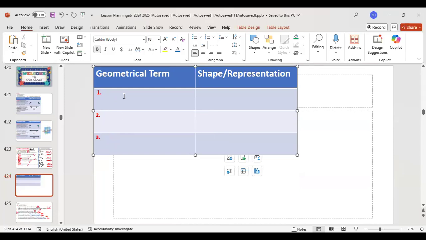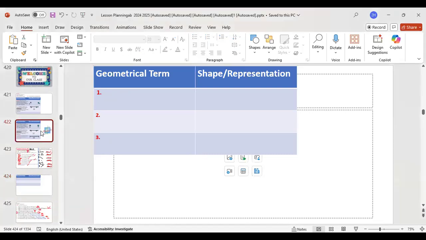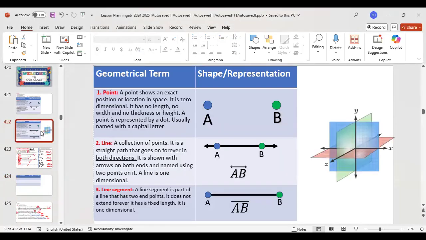All right, so the next geometrical term that we're gonna look at is... Deshaun, you just joined. Oh wow. Where's Deshaun? Deshaun, can you hear me? Quickly take a screenshot of this. We need this.